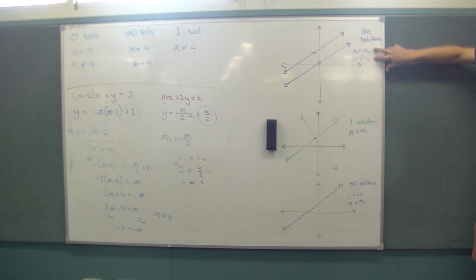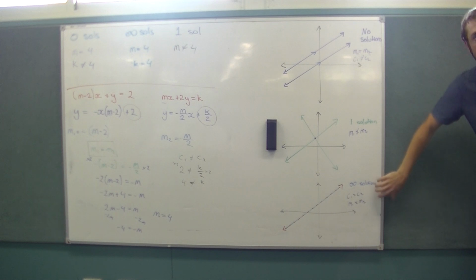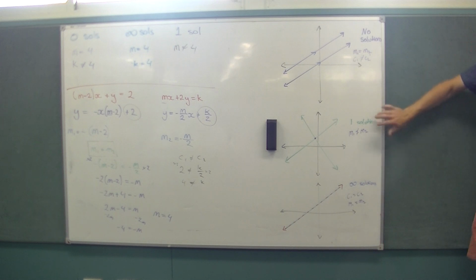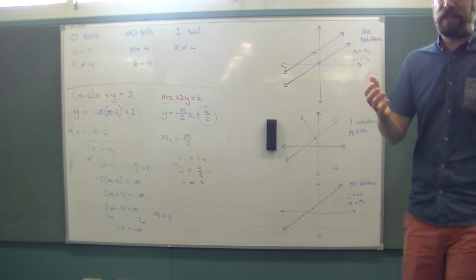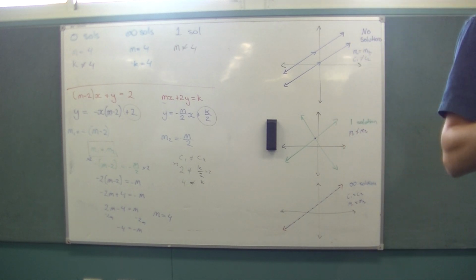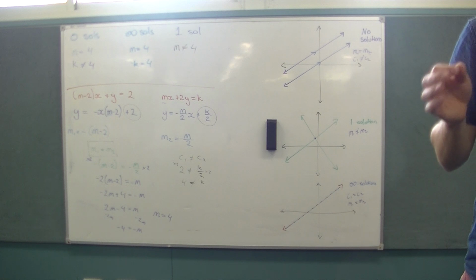If this happens between 2 equations, there are no solutions. If this happens between 2 equations, there are infinite solutions. And if that happens, there is one solution. So it's all about interpreting what the gradient and y-intercepts are telling you.